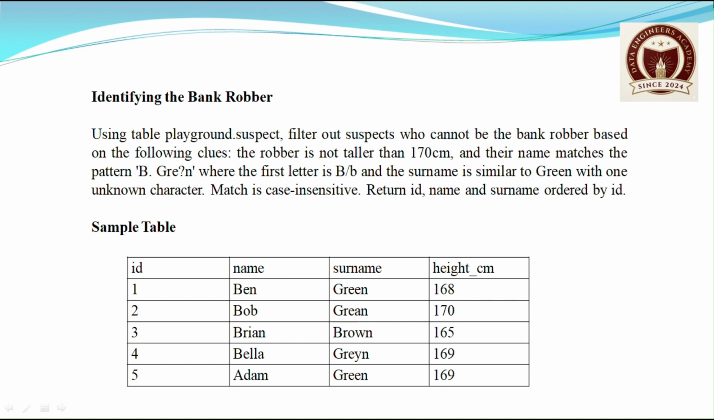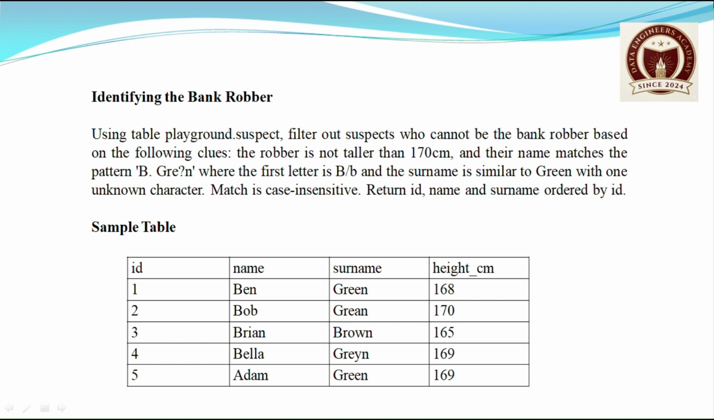The second clue is about the name. The robber's first name starts with the letter B. This match should be case insensitive, meaning it doesn't matter if it's stored as an uppercase B or a lowercase b. The third clue is a bit trickier.